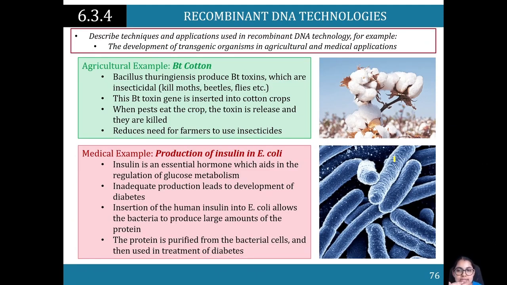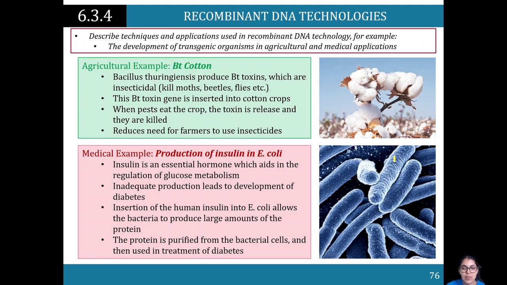So agricultural example, Bt cotton. Bacillus thuringiensis produces Bt toxins, which are insecticidal, so they kill moths and beetles. And what we have done is the Bt toxin gene is inserted into cotton crops, because when pests eat the crop, the toxin is released and the pest is killed, and that reduces the need for farmers to actually use insecticides.